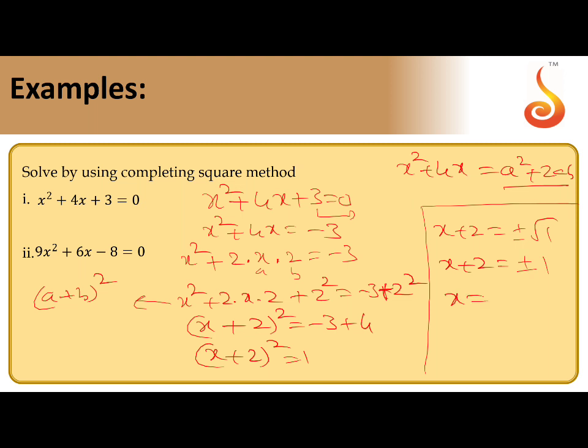So x equal to plus or minus 1 minus 2. I am transferring plus 2 to that side, which gives minus 2. I took two cases, one time plus, one time minus. So x equal to 1 minus 2 or minus 1 minus 2. So x equal to minus 1 or minus 3. These are the roots of the equation. Finally you got the answer x equal to minus 1 and minus 3. These are the roots of the first equation using the completing square method.